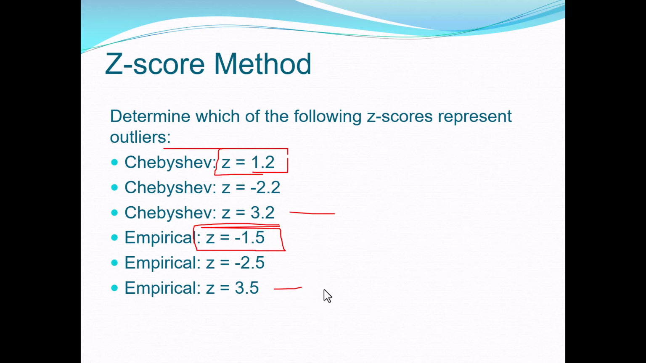It's a little bit easier for me with my cursor. Those will definitely be considered outliers. Where it gets tricky is what about between 2 and 3? What about these guys right here? The negative 2.2, not an outlier. No. The negative 2.5, yes, I'm going to say that's an outlier. I want you to consider that an outlier.